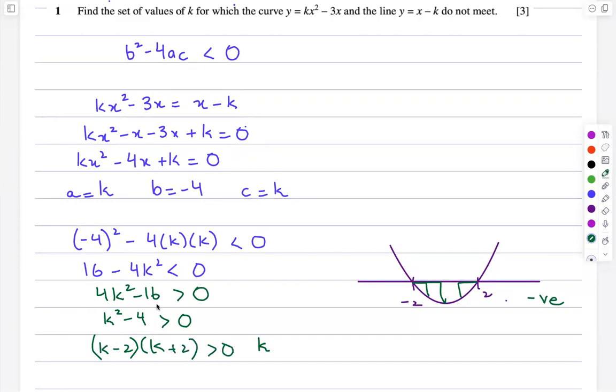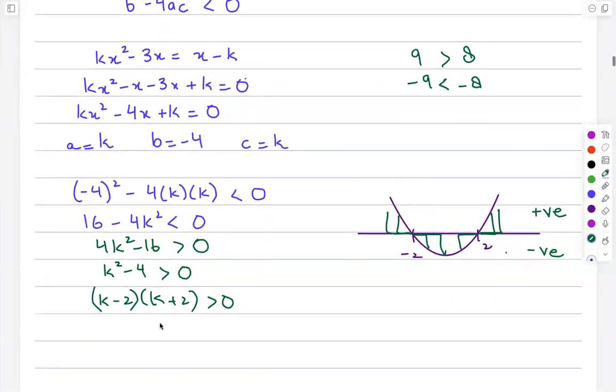Now, when you're doing an inequality, let's say we know that if 9 is greater than 8, then minus 9 will be less than minus 8. So if you're changing the sign of the constant we are trying to find, this sign switches around. So this will become k minus 2 and k plus 2 is greater than 0. Now, as this is greater than 0, this curve will be positive when we are going towards the right from 2 and to the left from minus 2. So the values of k will be k greater than 2 and k less than minus 2.